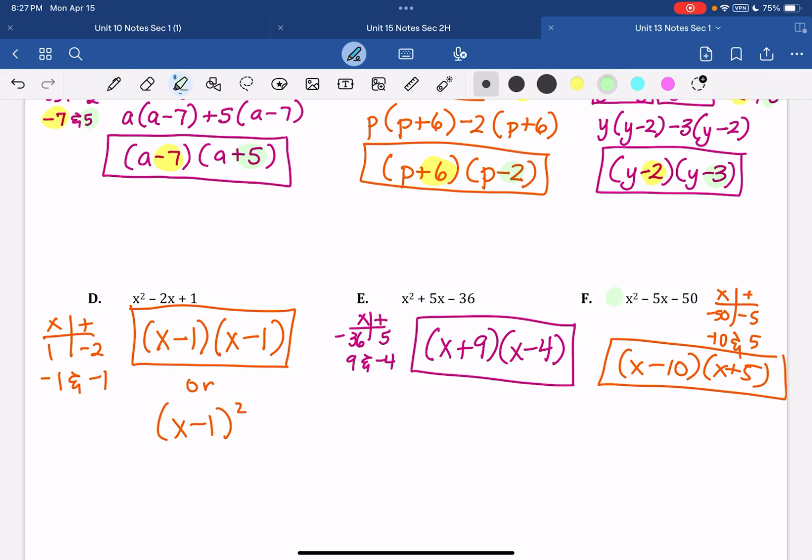Whenever we don't have a number sitting out front, we can use this shortcut method where we just find what multiplies to be the third term and adds to be the middle term, and those two numbers go in the parentheses.